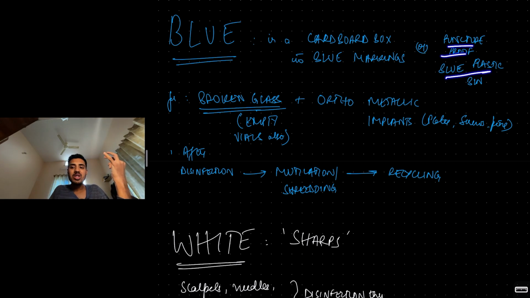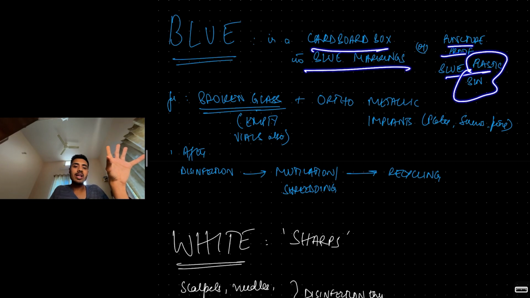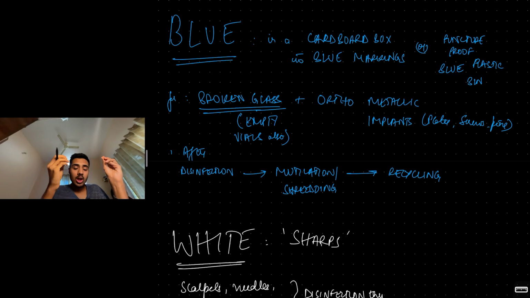Puncture proof blue colored plastic bin or a cardboard box with blue markings. No bag or anything. Okay. Now, what do you do for this thing? How do you do is broken glass. So, what is blue for? Blue is for broken glass, empty vials, and broken ampules, broken vials, empty vials.